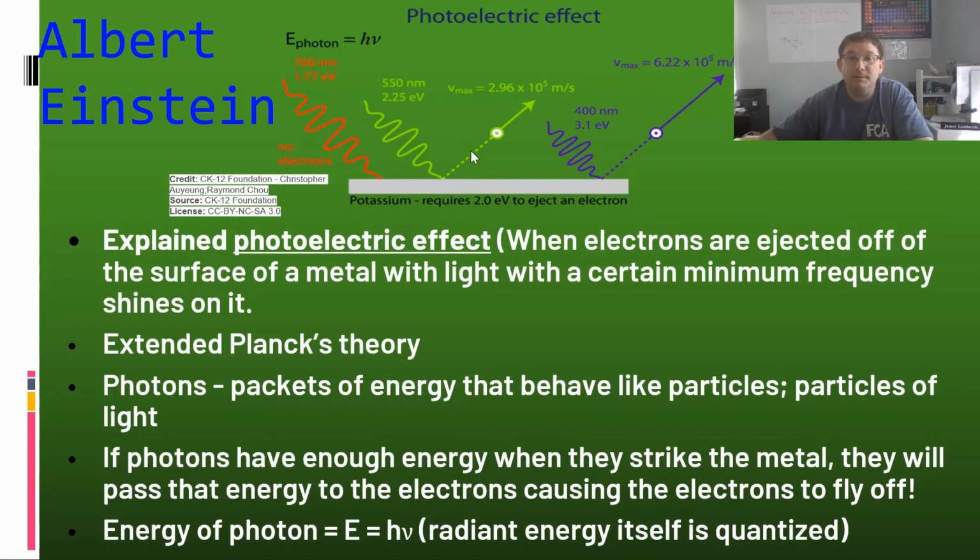And how do we know this? Because with green light here, there's some amount of kinetic energy that the electron has, so I'm assuming that the threshold frequency would actually be just a little bit lower in frequency than what this green light has right here.